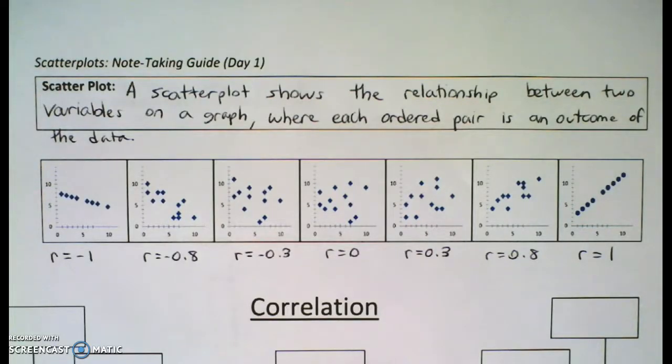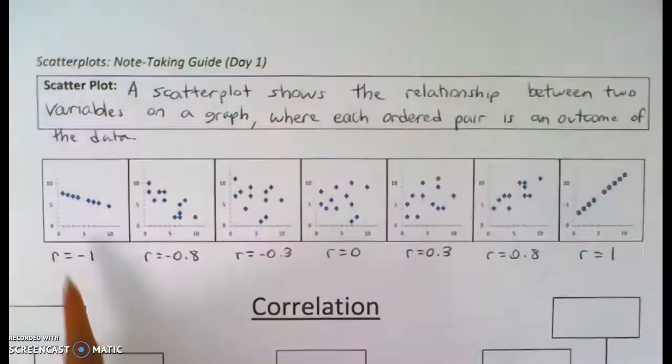Today we're going to look at some information with scatter plots and how scatter plots are correlated with information that we collect for them. So remember, a scatter plot just shows the relationship between two variables on a graph, where each ordered pair is an outcome of the data. We've talked about correlation before, and we've identified positive, negative, and no correlation.